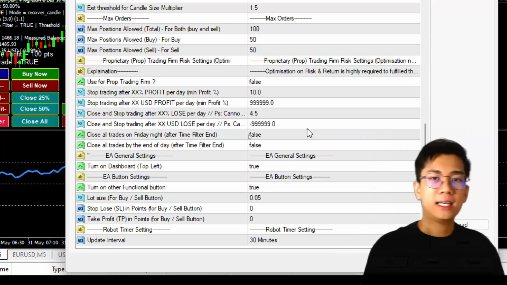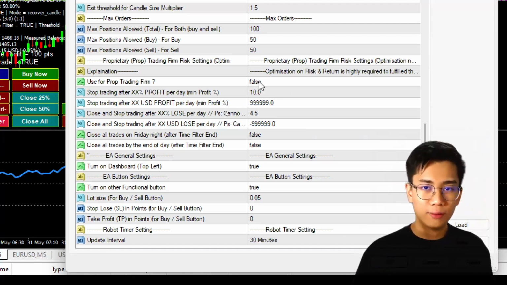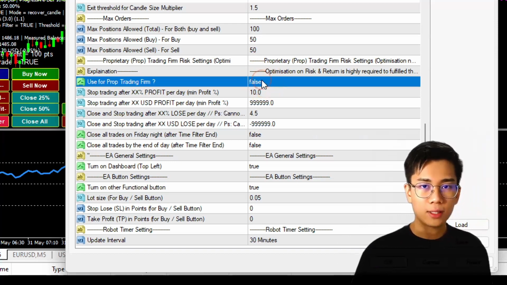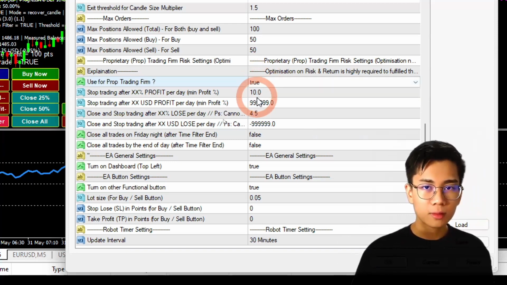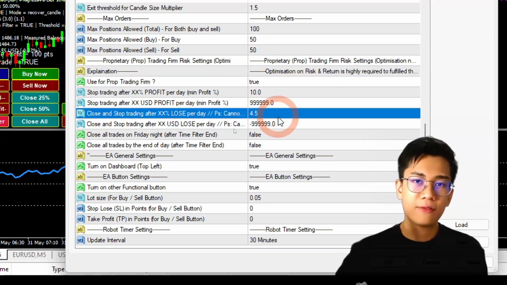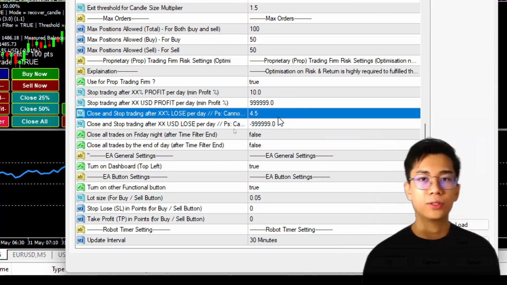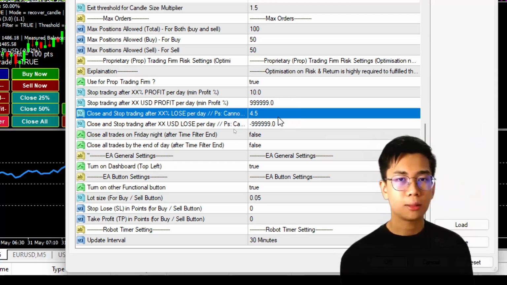Super highly important to turn on prop firm rules, which is this one. Okay, we turn this to true. We must turn this to true. And this robot has a rule for how many percent it will cut loss for you. It's not asking you to set a stop loss already.